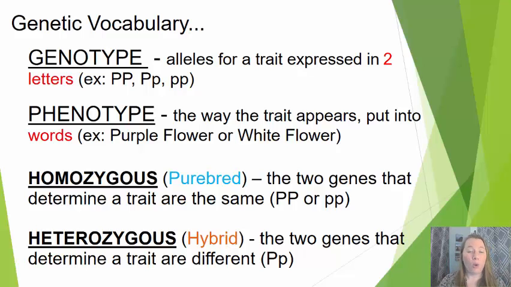We say that a homozygous individual is a purebred, and they are purebred because they are pure and only have one type of the allele in their DNA. Now, a heterozygous individual is a hybrid. Remember, hetero means different, so they have one copy of the dominant and one copy of the recessive allele for that particular trait.